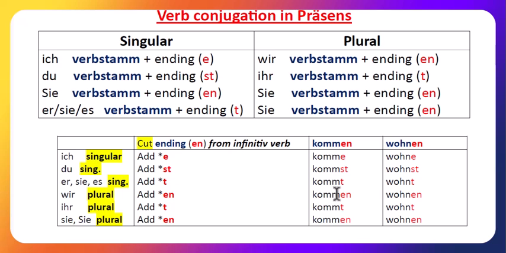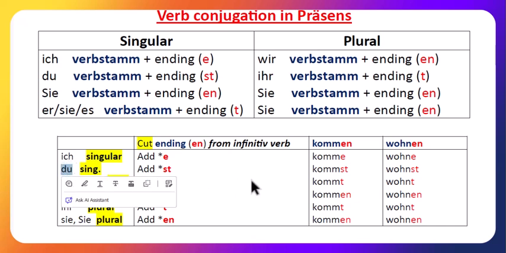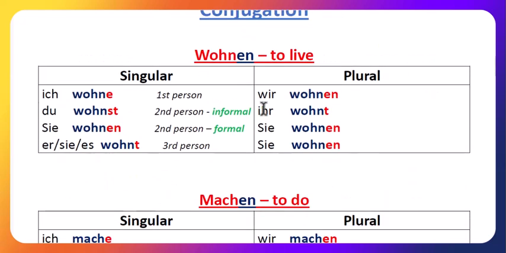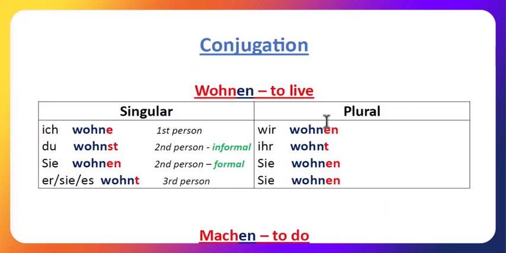In most cases, you will see it. In special scenarios, there are exceptions. This is second person informal, with its own ending, but don't worry. Let's start with conjugation and more examples so that you will understand. This verb we are starting with is wohnen, to live.